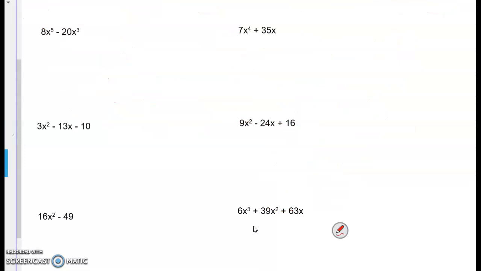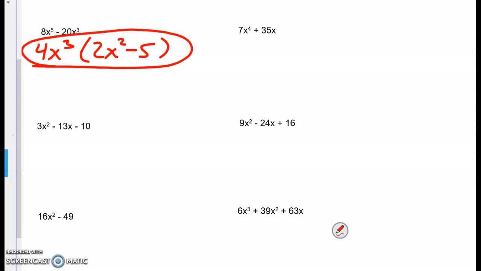So on these top two factoring problems, whenever you have two terms and they're not perfect squares, all you can usually do is take a GCF out. The biggest number that comes out of 8 and 20 is 4. And the smallest exponent is x cubed, since there's an x in both terms. So I'm pulling a 4x cubed out of there, and I'm left with 2x squared minus 5.